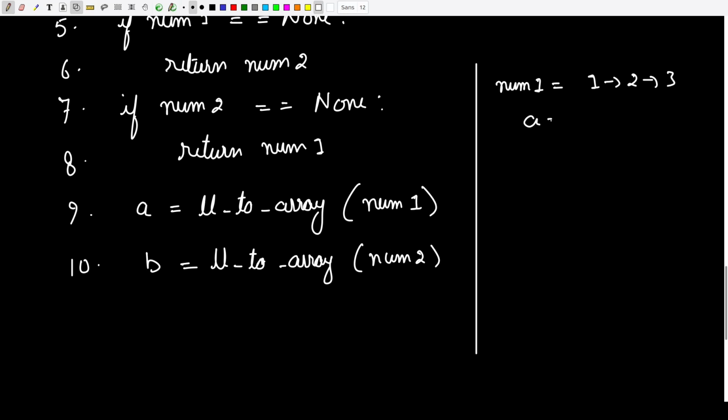Then the A array will contain 1, 2 and 3. Please note the ordering remains as it is, which is the 0th position of the array contains MSB and the last position of the array contains LSB. The reason why we are converting it into an array is because we want to iterate from LSB.